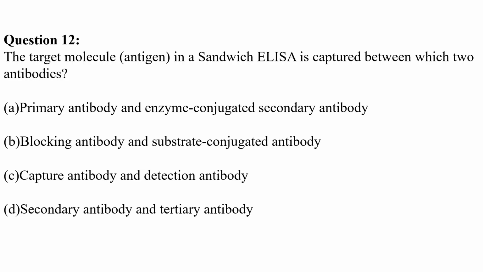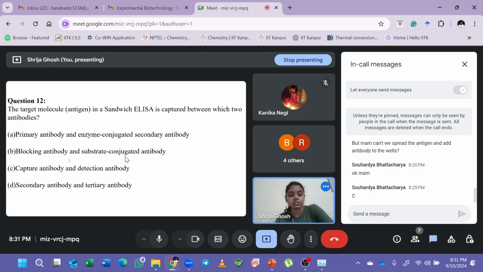So in the sandwich ELISA, the target molecule is captured between which two types of antibody? Primary and enzyme conjugated secondary antibody, blocking antibody and substrate conjugated antibody, capture antibody and detection antibody, or secondary antibody and tertiary antibody. Which of the following options is correct? Option C, capture antibody and detection antibody. Okay, anyone else want to answer?